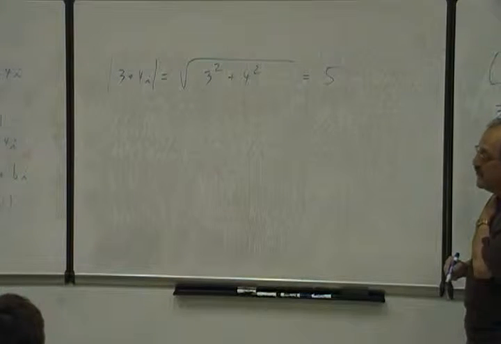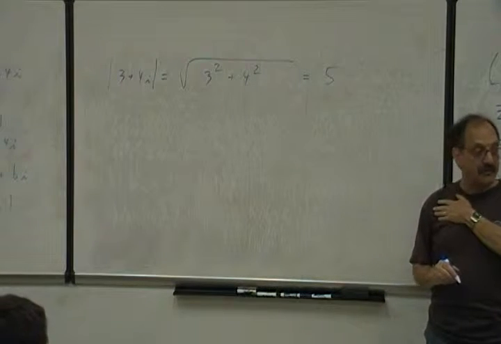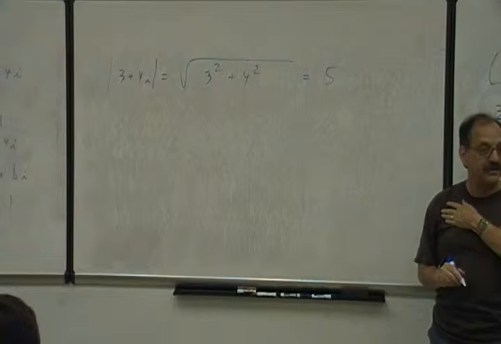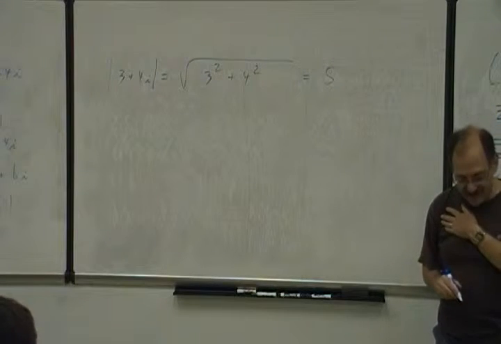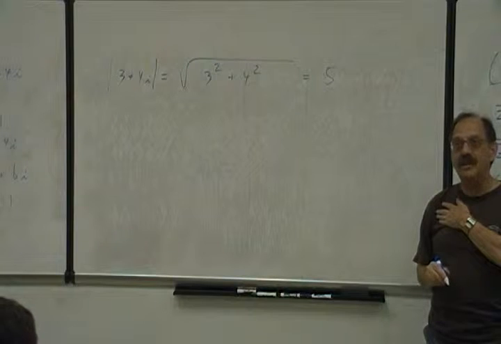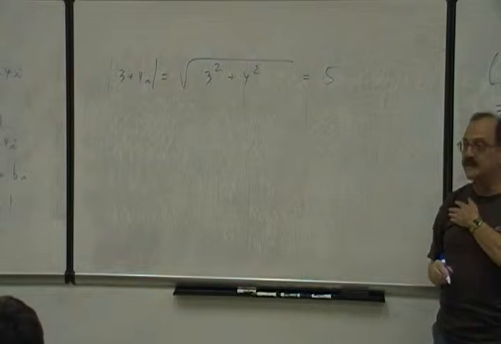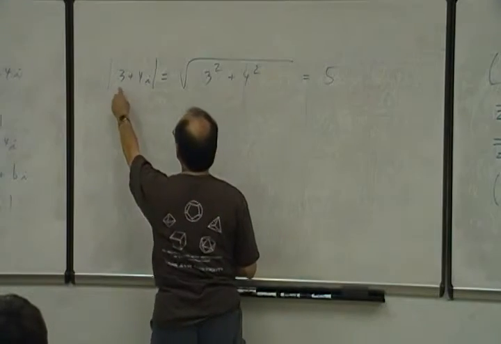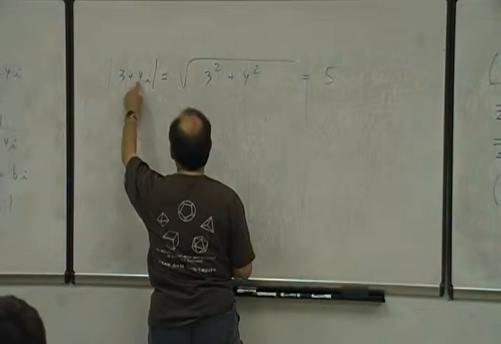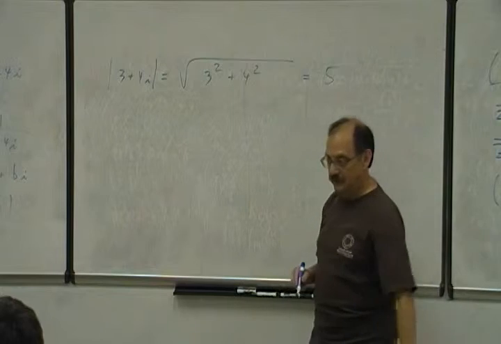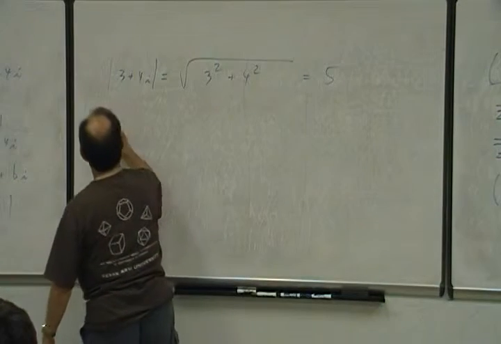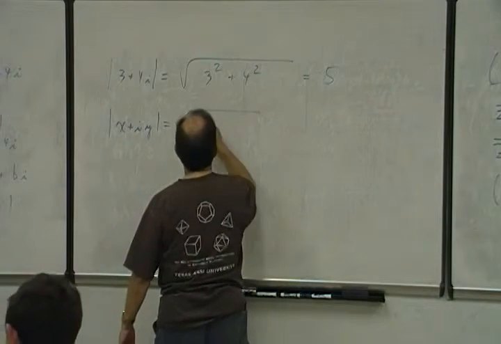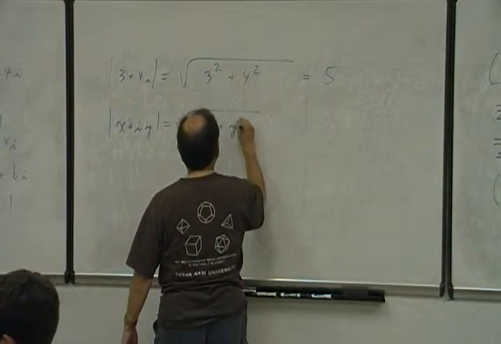If you want to know the length of a complex number, its absolute value, its magnitude, these are all synonyms. Length, magnitude, absolute value for a complex number. They all mean the same thing. It is the square root of the sum of the squares of the real part and the imaginary part. In general, the length of x plus iy is the square root of x squared plus y squared.